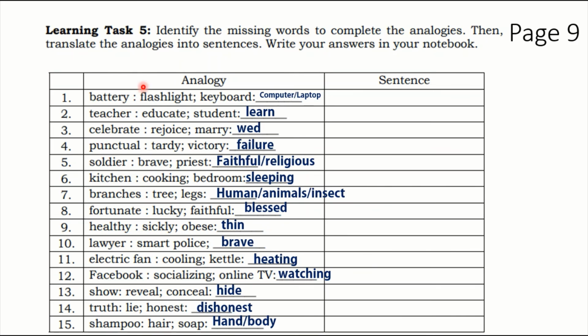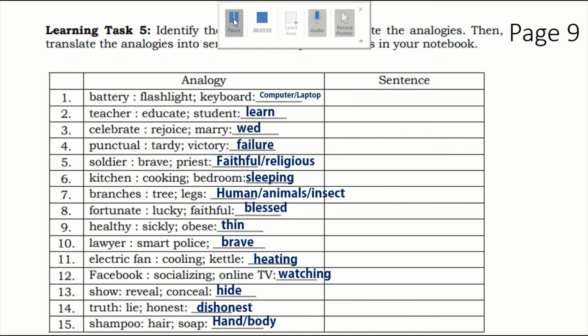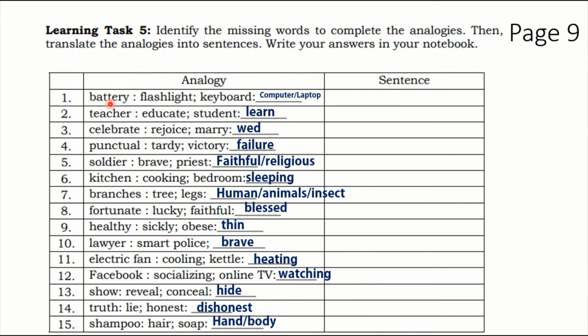Number one. We may consider this one as body to parts. The flashlight has a part which is the battery, and the computer has a part which is the keyboard. For this one, it can be characteristics or function. The teacher educates and the student learns. Synonyms: celebrate is to rejoice and marry is to wed.